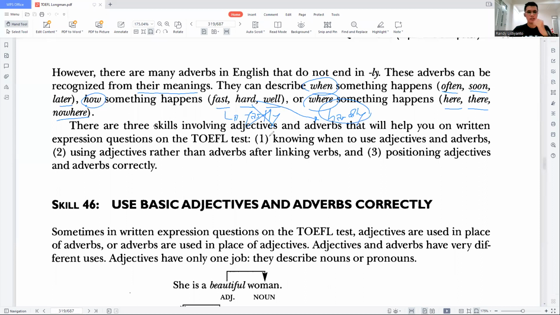There are three skills involving adjectives and adverbs that will help you on expression questions on the TOEFL test. First, knowing when to use adjectives and adverbs. Then, using adjectives rather than adverbs after linking verbs. So after a linking verb, it should be followed by an adjective. And the third, positioning adjectives and adverbs correctly. So, three skills.